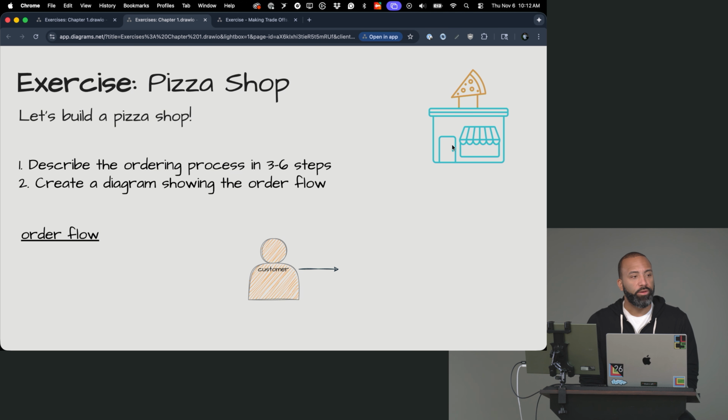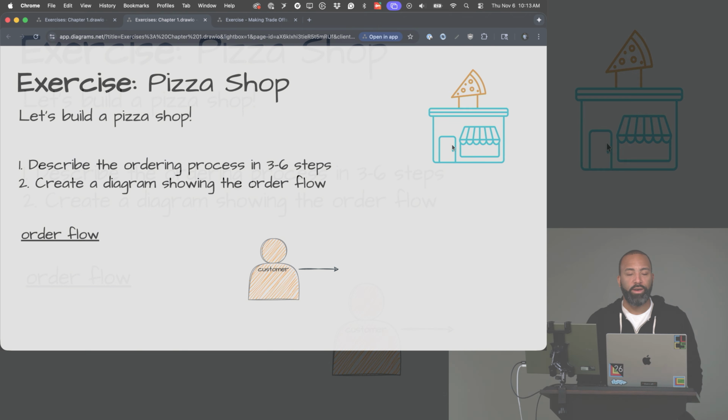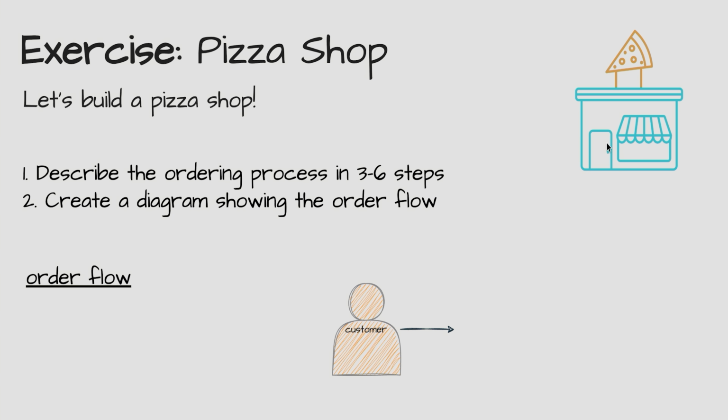The first thing I want us to do is let's describe the ordering process in six steps. So we have our scope. It's a pizza shop. It's not a noodle shop. It's not a sandwich shop. It's a pizza shop. But what are the steps in getting a customer their pizza? So write that down. And then once you have that down, create a diagram showing that flow.